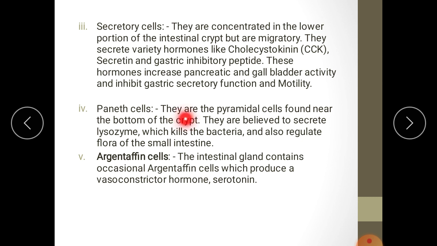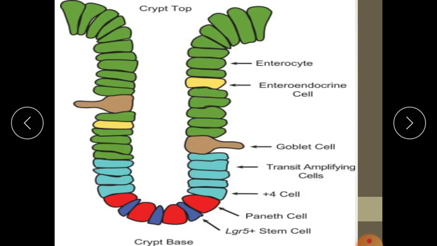Paneth cells are pyramidal cells found near the bottom of the crypt. They are believed to secrete lysozyme, which kills bacteria and also regulates the flora of the small intestine. Argentaffin cells: the intestinal gland contains occasional argentaffin cells which produce the vasoconstrictor hormone serotonin. Serotonin hormone is secreted by the argentaffin cells. So these are Paneth cells, you can see.